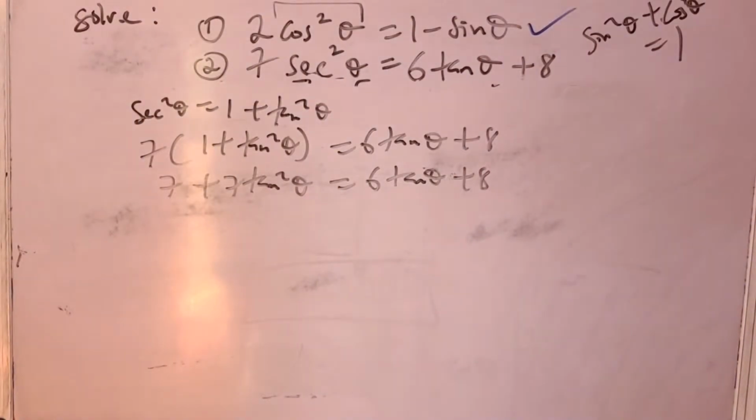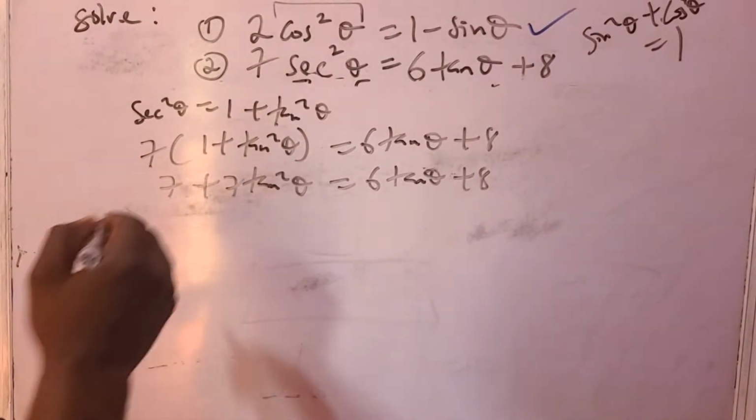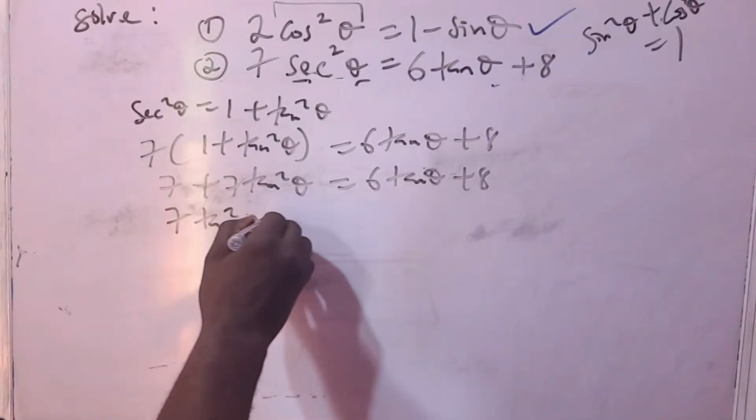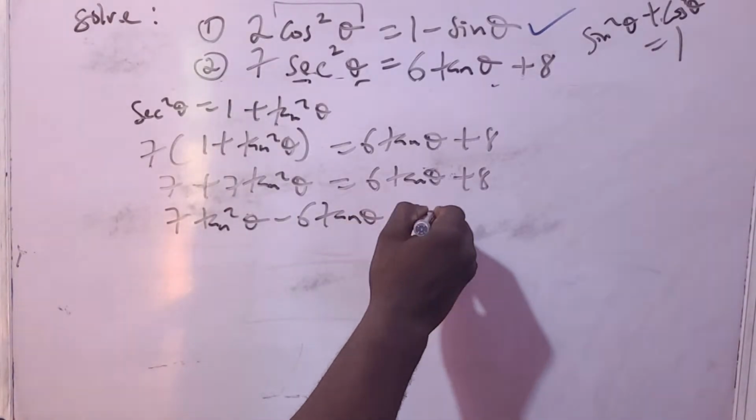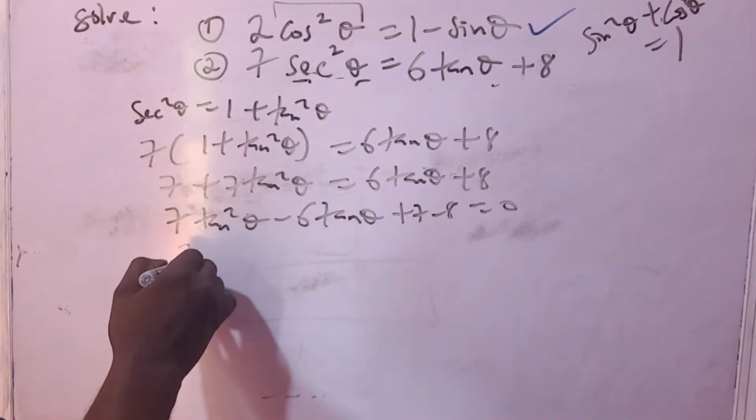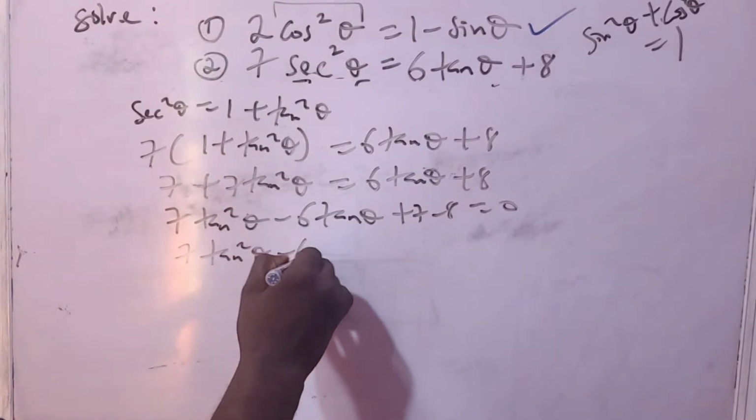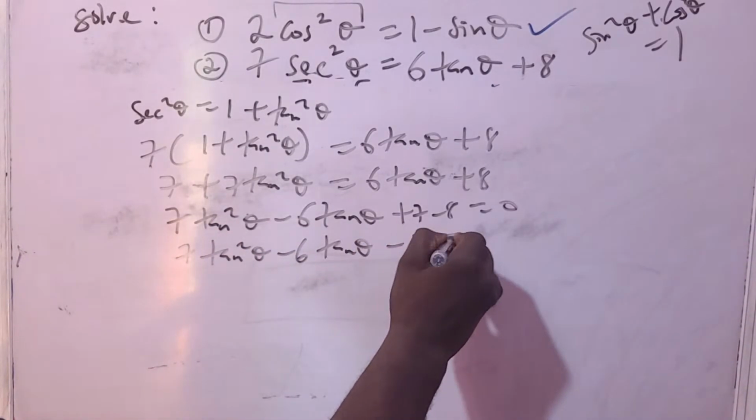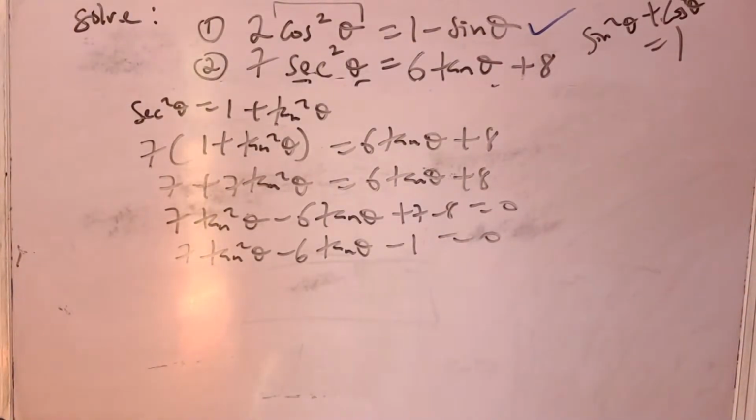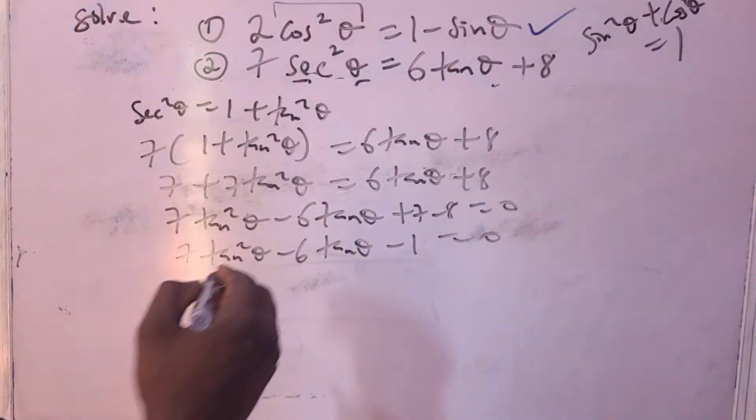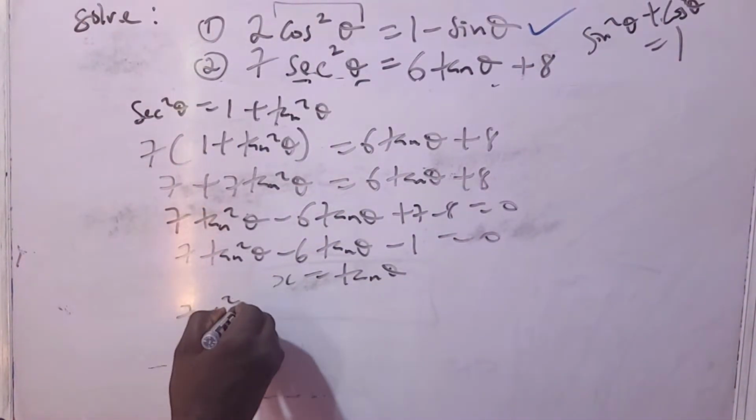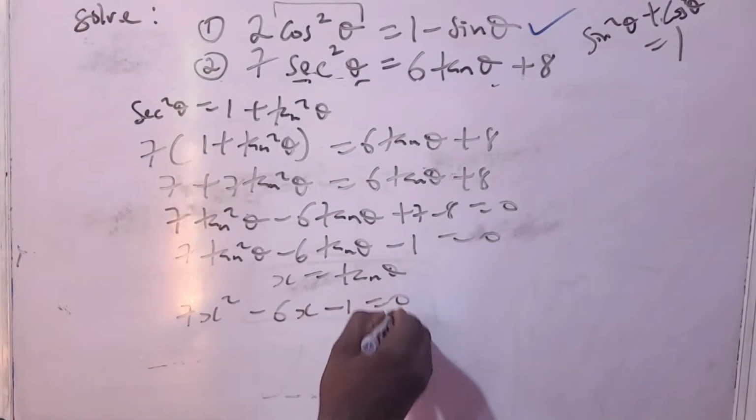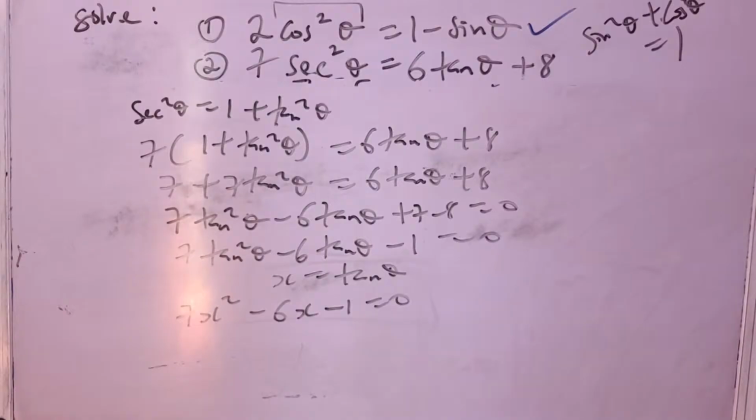Rearranging the function properly, 7 tan squared theta minus 6 tan theta plus 7 minus 8 equals 0. So I have 7 tan squared theta minus 6 tan theta minus 1 equals 0. For good practice, we can take x to be tan theta. So we have 7x squared minus 6x minus 1 equals 0, and we can go on to solve this quadratically.